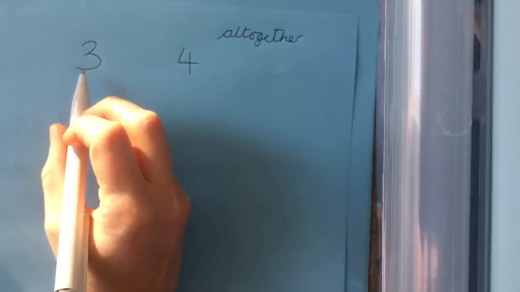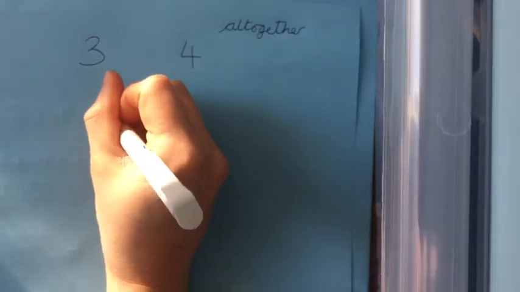Now it says here that 3 monkeys have 4 bananas each. So the first thing I need to do is think about what operation I need to do. Now I know it's not a division because they're not sharing the bananas. I know that it's not a subtraction because they're not giving them away. So it's either got to be multiplication or addition. Addition and multiplication can often be quite closely linked because multiplication is actually repeated addition.